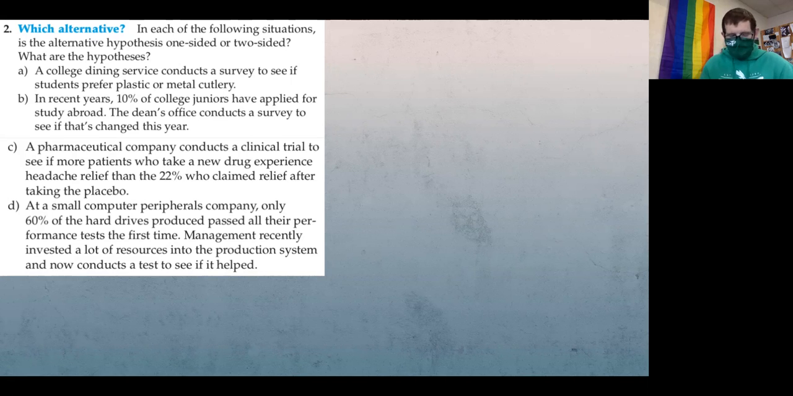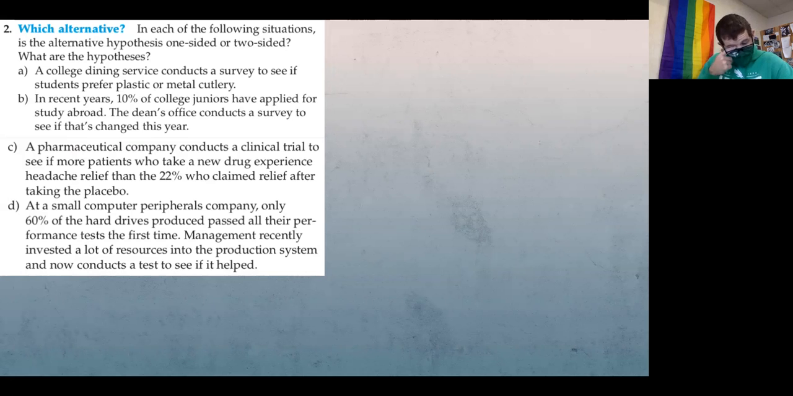Sometimes the phrasing itself will tell you if it's one or two-sided. Right here it just says, has it changed this year? Well, change can go in either direction. So it's fair to call that a two-sided test. All right, let's jump down to the last one, though you can tackle that third one on your own if you want.